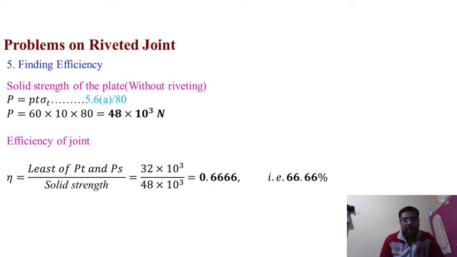Efficiency of the joint is equal to the least value of tearing strength and shearing strength divided by solid strength. The least value of PT and PS is 32 into 10 raised to 3, divided by 48 into 10 raised to 3. So the efficiency of the joint is equal to 66.66%. This is the step by step procedure for finding the different values.